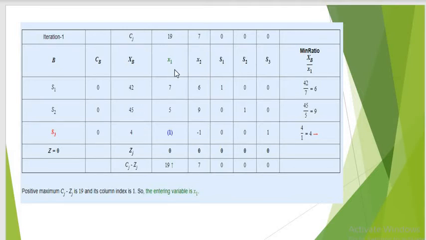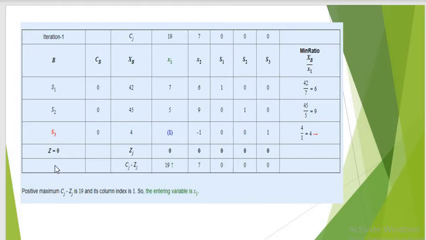and the next columns are x1, x2, s1, s2, s3. These correspond to the values of the coefficients in the equations, and the Cj values correspond to the coefficients of x1, x2, s1, s2, s3 in the objective function.